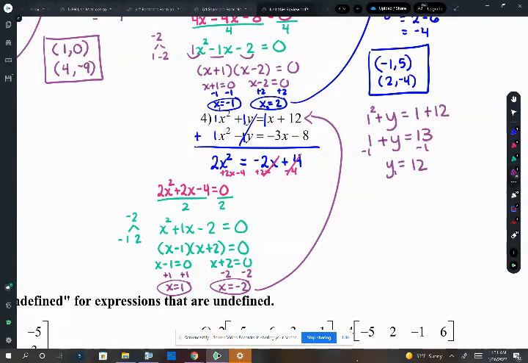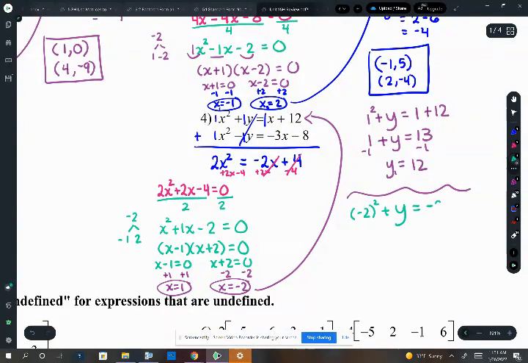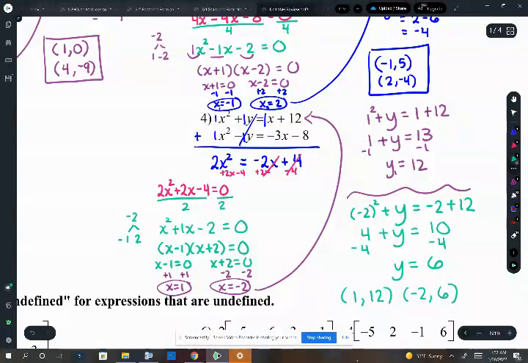And then the second value of y, we're going to put the -2 in. So I'm going to go -2 squared plus y is equal to -2 plus 12. -2 squared is 4. -2 plus 12 is 10. And then we're going to subtract 4 from both sides. And so we get y is equal to 6. So then our solutions are going to be 1, 12, and -2, 6. And this is what our answers would be. All right.